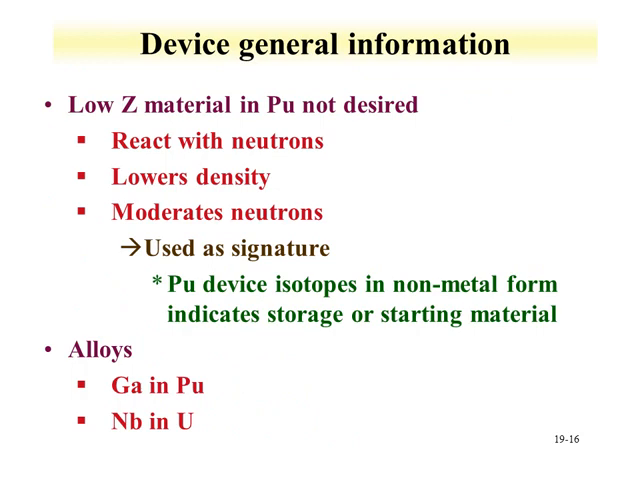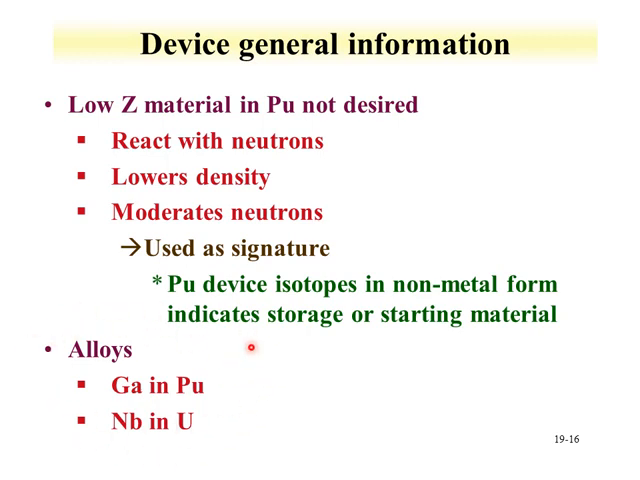Some other signatures that you would see with plutonium material: you would not want low Z material in the plutonium. These react with neutrons, lower the overall density, and moderate the neutrons. So plutonium device isotopics in nonmetal form indicate storage or starting material. The metal is the final form that's desired in the device, and often the material would be alloys. So these are other signatures.